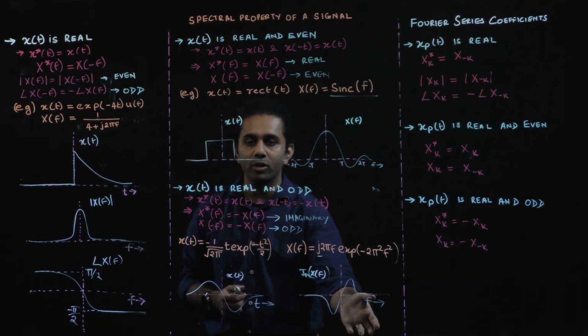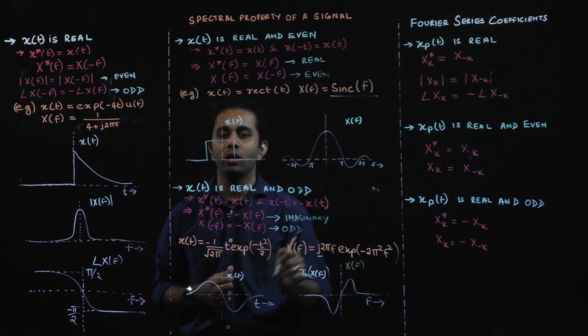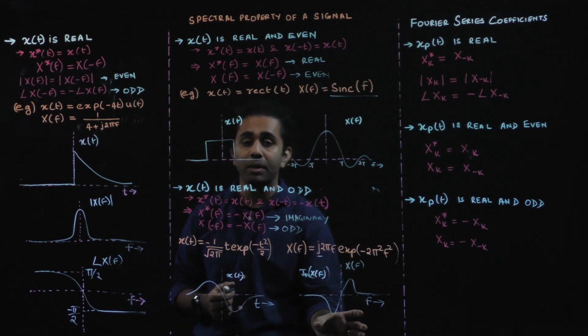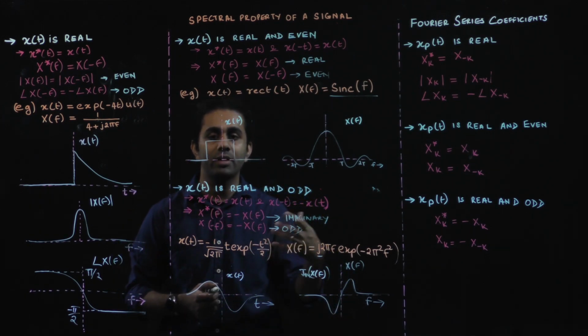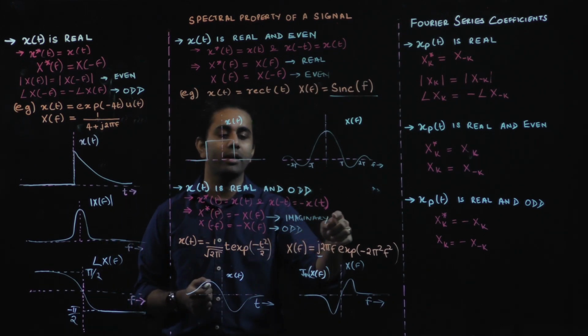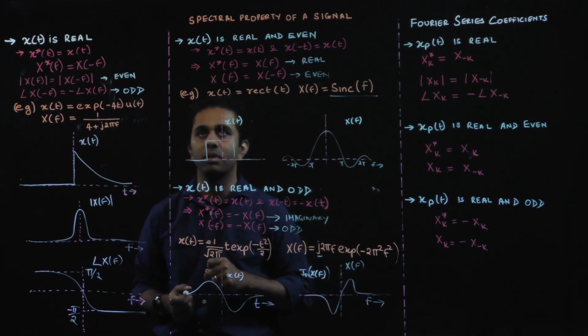So if you look at your x of f now, this again also has odd symmetry. So this is a purely imaginary function now and it has odd symmetry. So I can conclude that if x of t is real and odd, my x of f is going to be imaginary and is going to have odd symmetry.